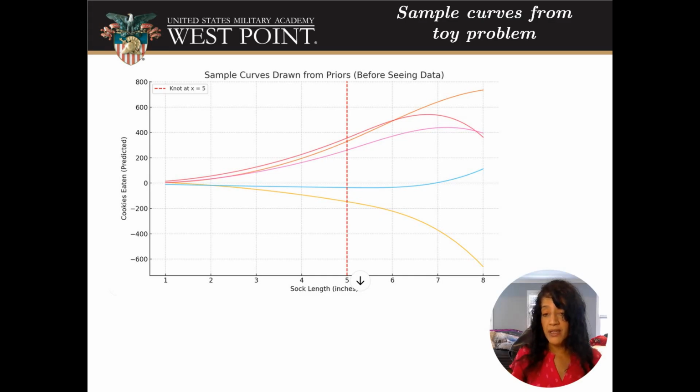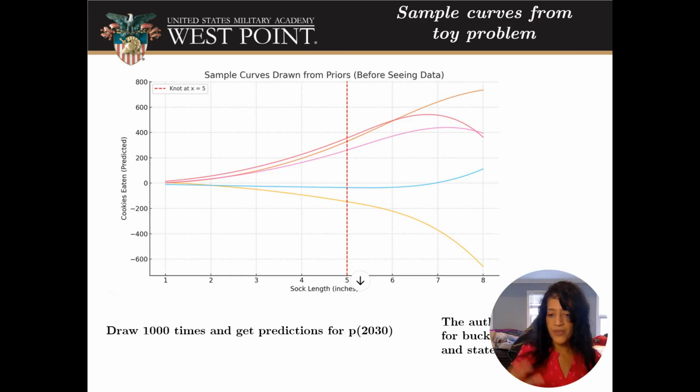Then you simulate plausible curves. So in this case, based off of that functional form I just gave you, and I can't remember what I did, but I made up some kind of prior that was completely made up, and I drew some plausible curves here. All of them will have an inflection point at 5 inches of sock length, and they're making a prediction at 8 inches of sock length. And you'll see everything from the yellow curve up to the orange curve is a prediction of sock length at 8. And what you do is you run this 1,000 times.